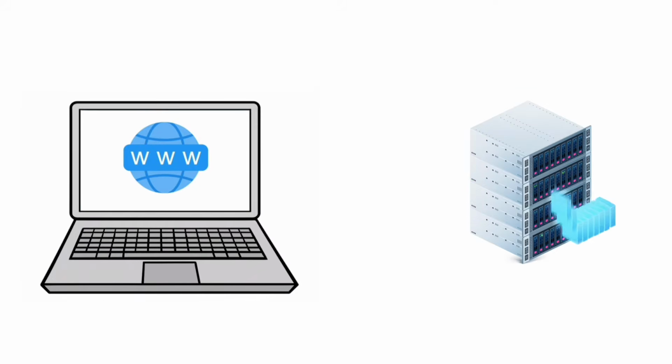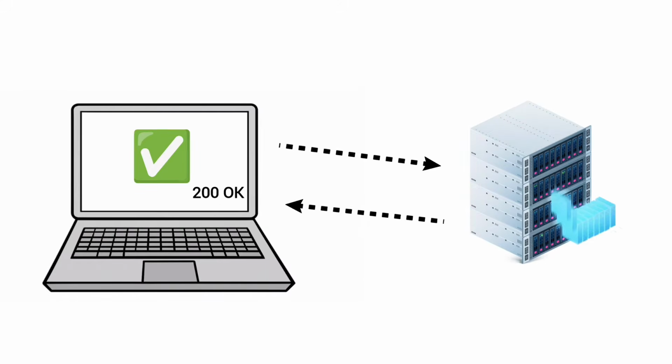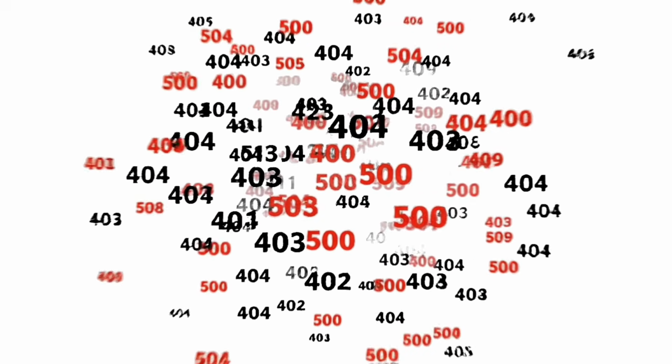Every time you open a website, your browser sends a request to the site server, and the server replies with a status code that tells your browser what happened. Did it work, was it redirected, or did it fail? These codes are basically the internet's language for success and failure.